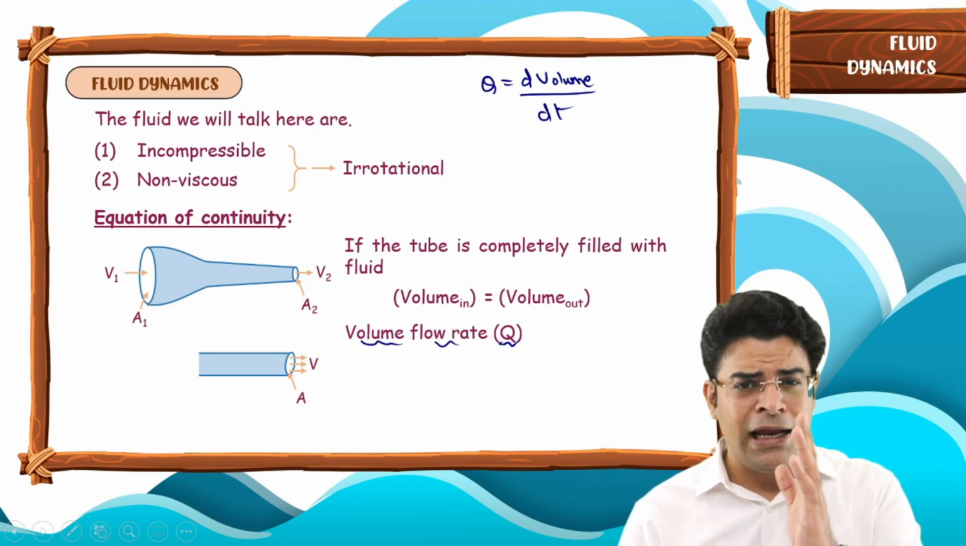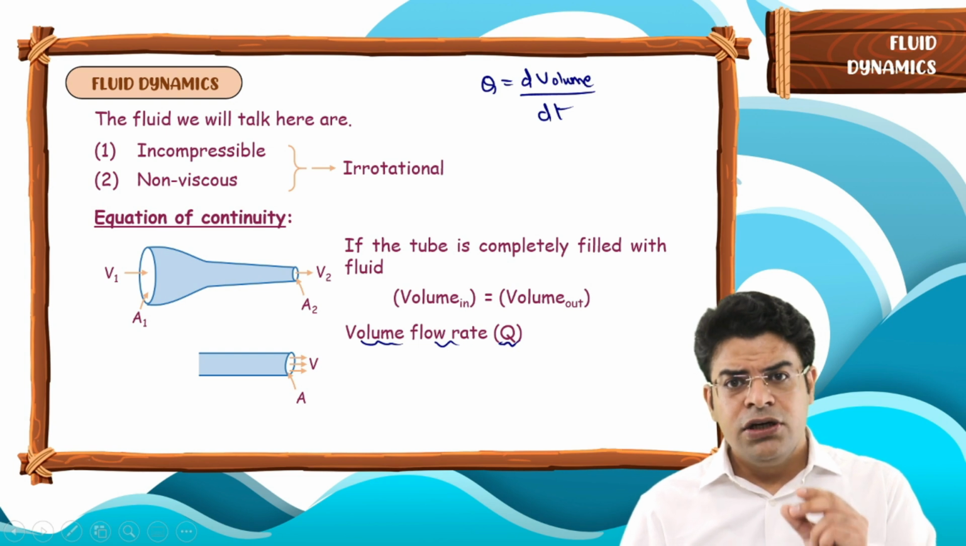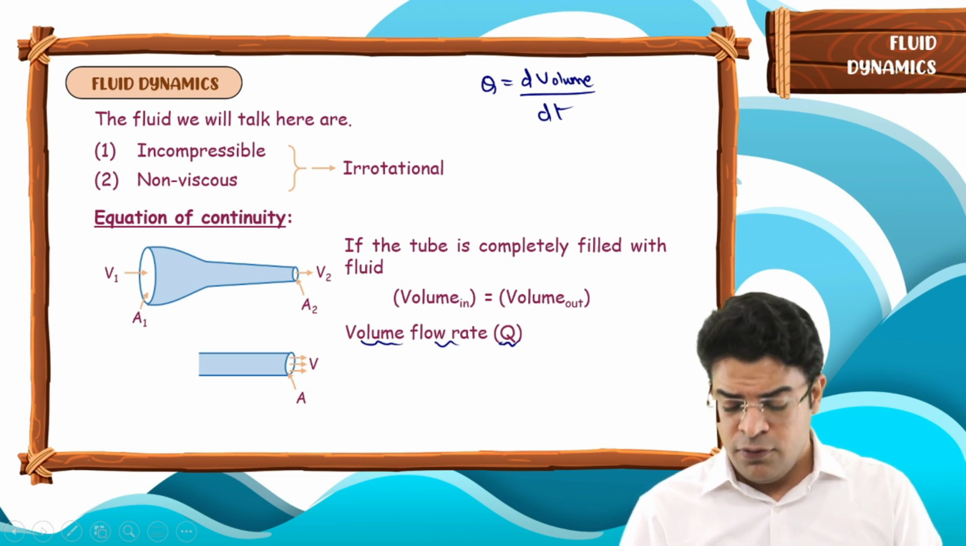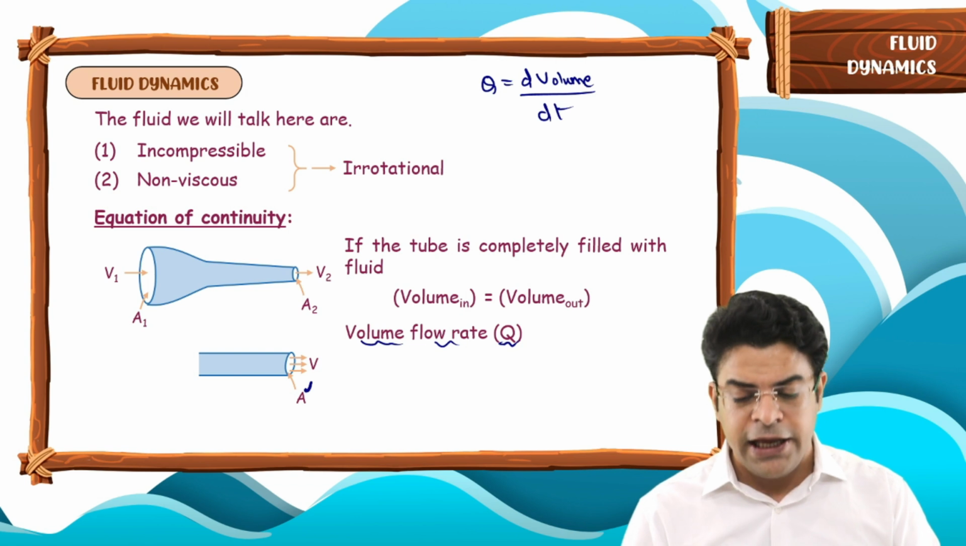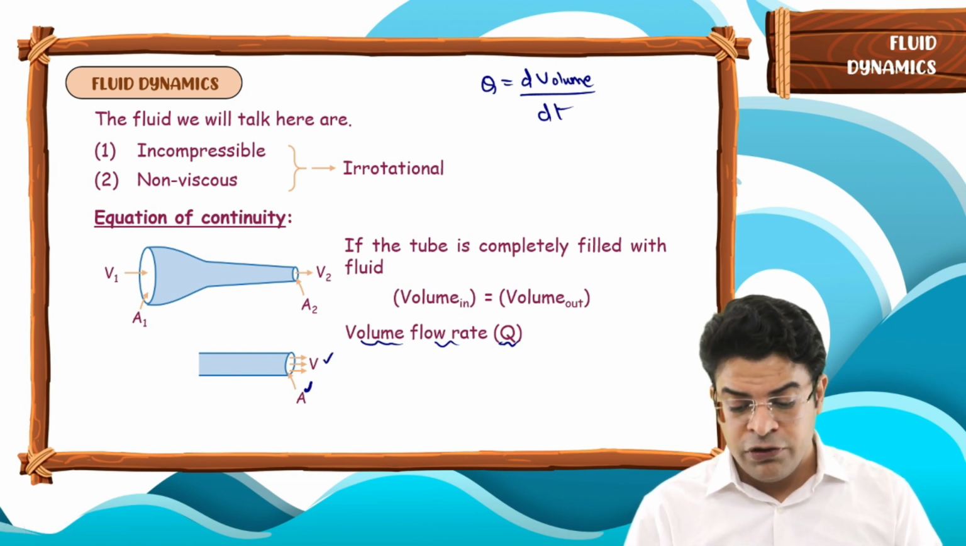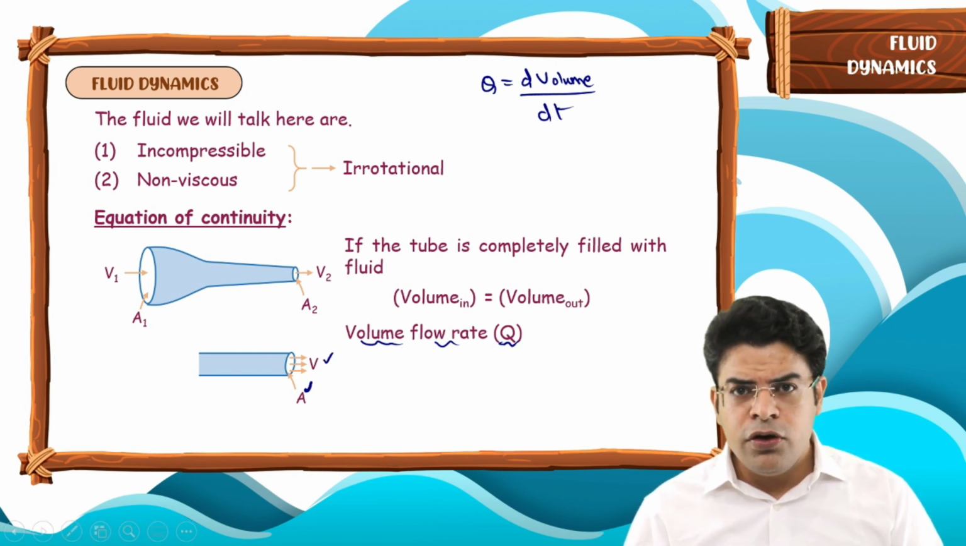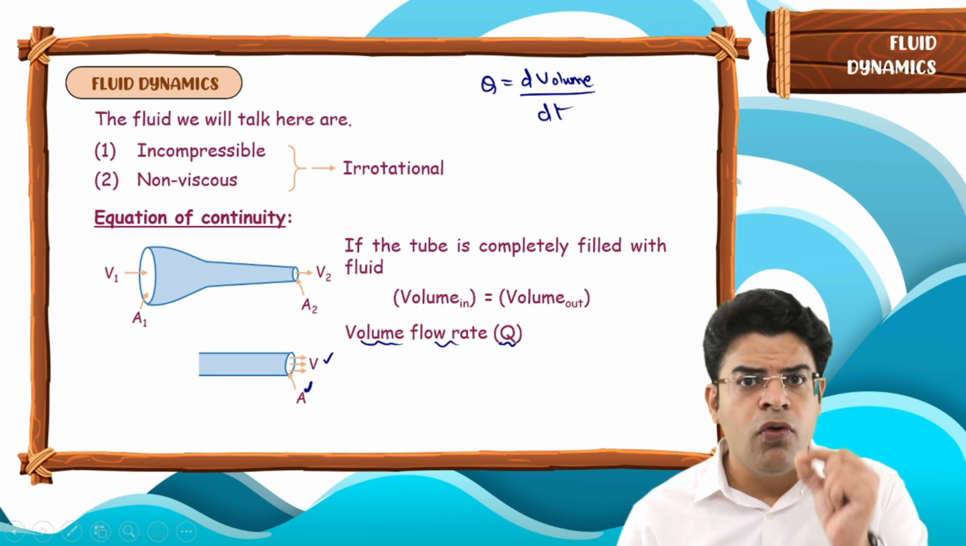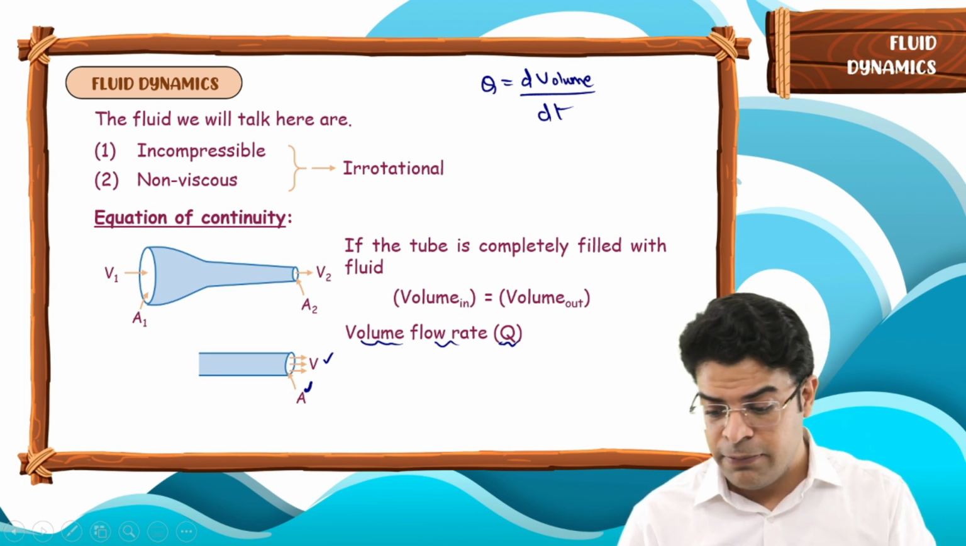So dV by dt. Now the question is, what is the volume flow rate for a tube of cross-sectional area A through which the fluid comes out with a speed v? So the volume flow rate, the rate of flow of volume, is denoted by the symbol Q.